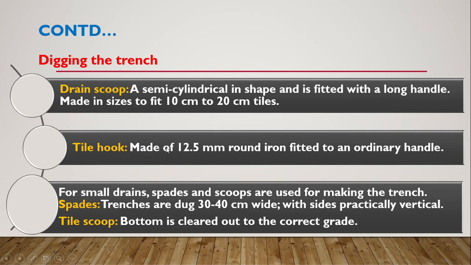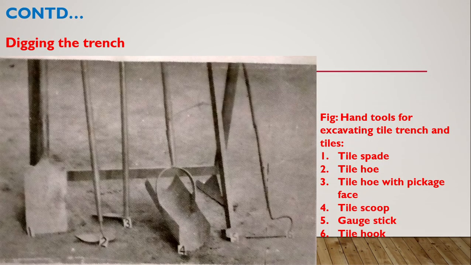And tile hook is another device which is used for placing the tiles in position. In the hook, we will connect the tiles and place them in position. It is made up of 12.5 millimeter round bar and fitted to an ordinary handle. For small drains, only spades and tile hook will be used. I'll show you the picture of all these things.